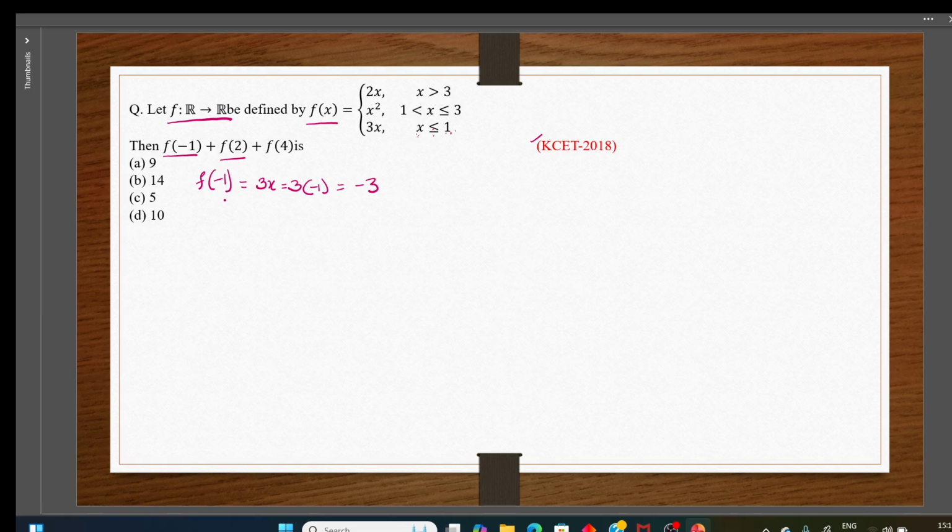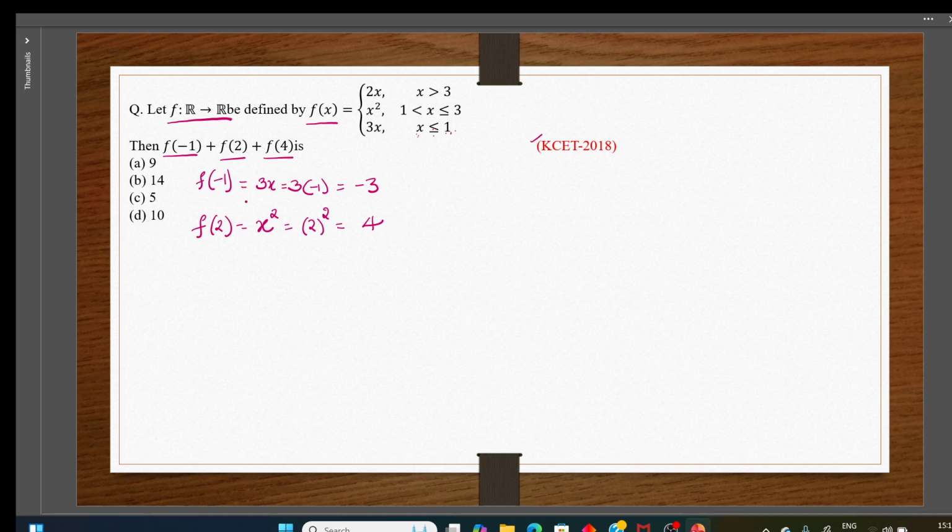Same as, find f of 2. So 2 is greater than 1, so x is greater than 1. What is the function? x square. So x square means 2 square, since the x value is 2. 2 square value is 4.